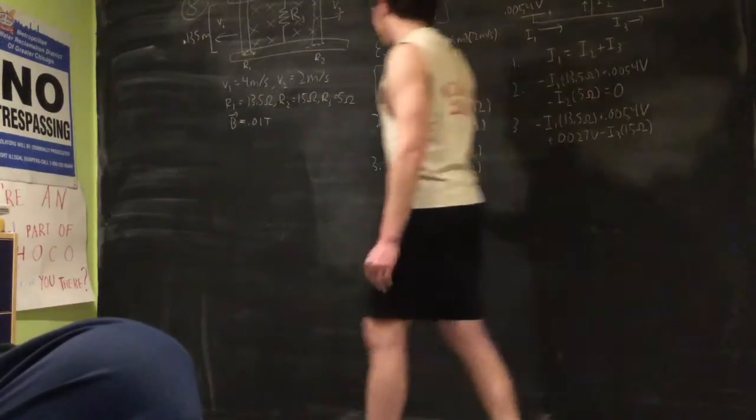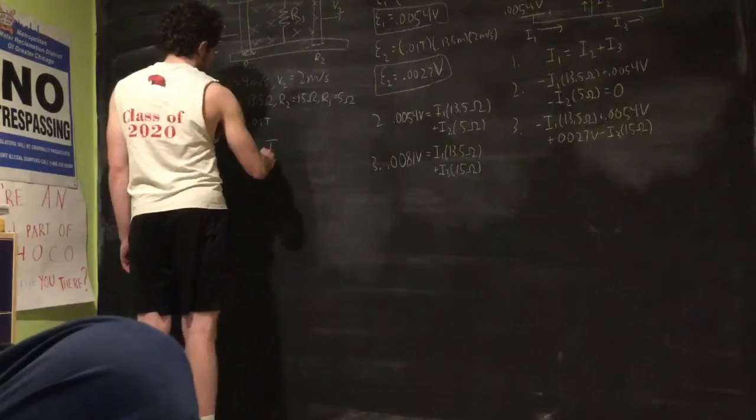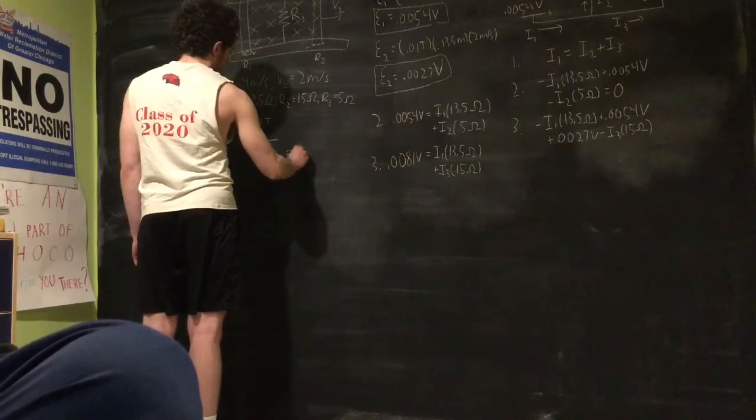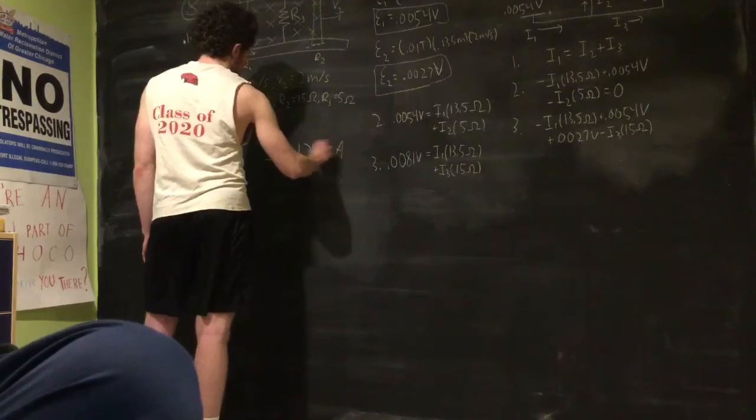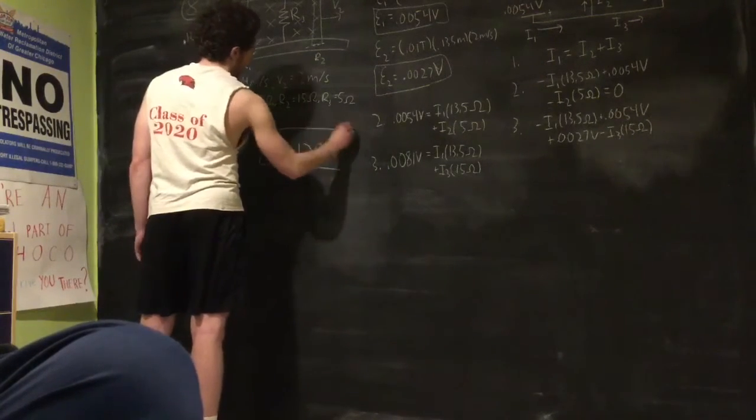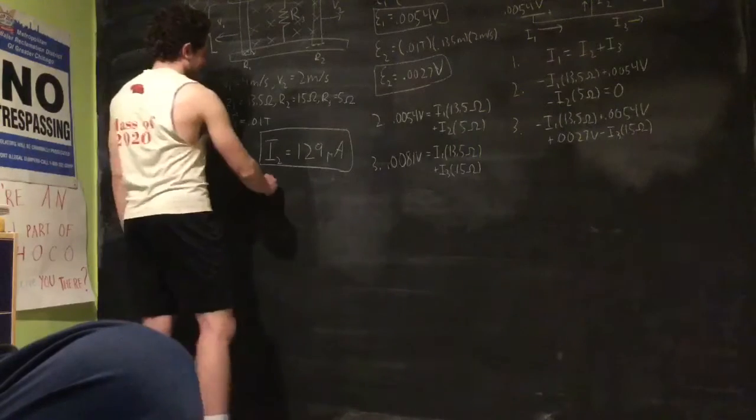Anyways, you put this all in, solve for I2. I2 is equal to 129 milliamps. An amp is a coulomb per second.